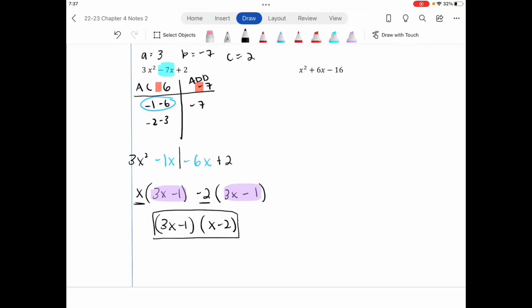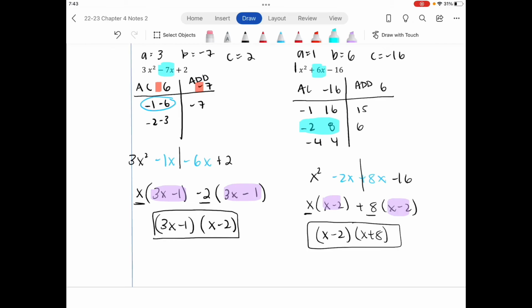In the next example, we have x squared plus 6x minus 16. Remember, the number in front of this x squared is just a 1, and that tells us that our a value will be 1. Pause the video and finish factoring this on your own. Make sure you're careful with your positives and your negatives. On this problem, we'll get x minus 2 times x plus 8.